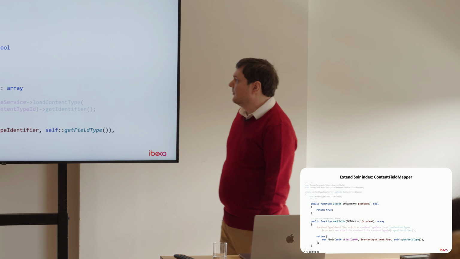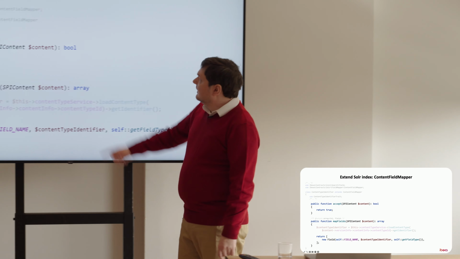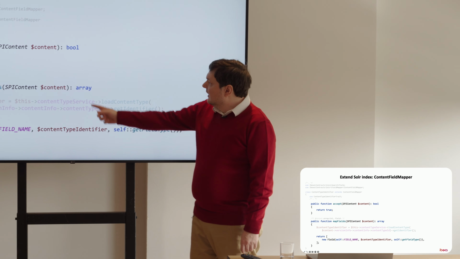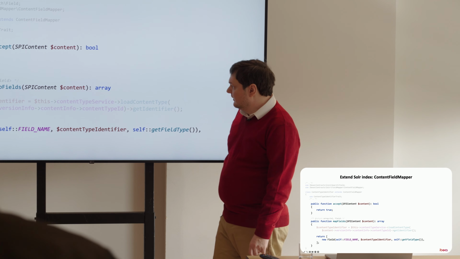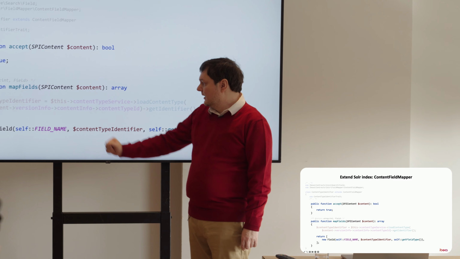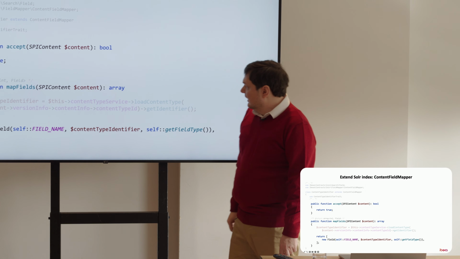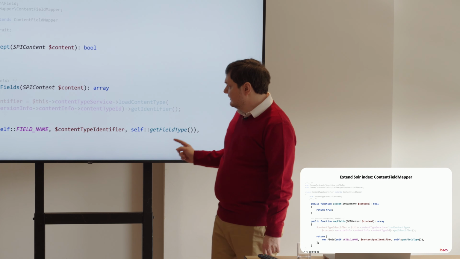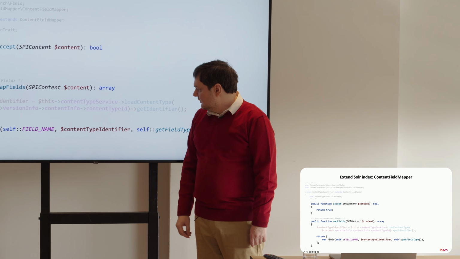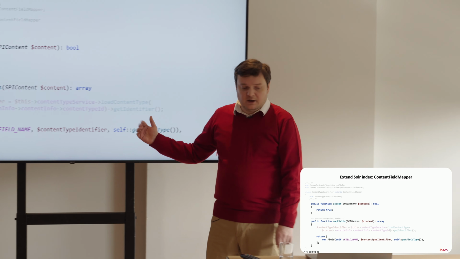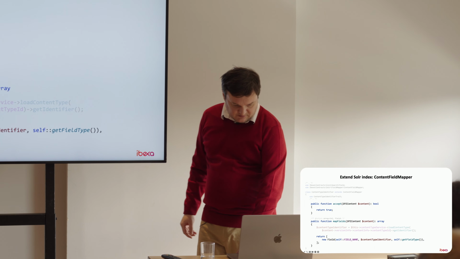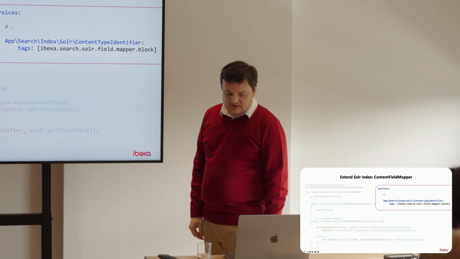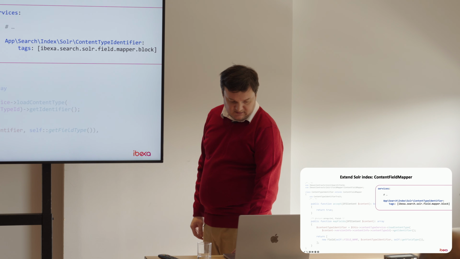The Solr content field mapper is pretty straightforward. Do I accept the content? In my case, it's always the case. And then mapping field is about returning an array of a new field. And I'm using my traits, so many things are factorized, and I just need the content type identifier that I have using the content type service that has been injected.